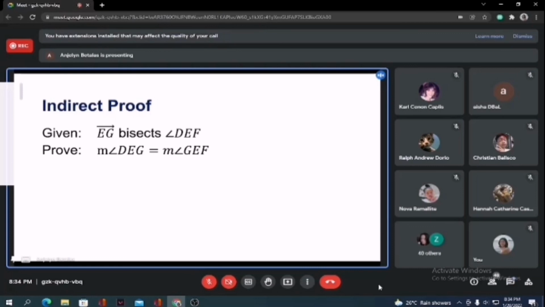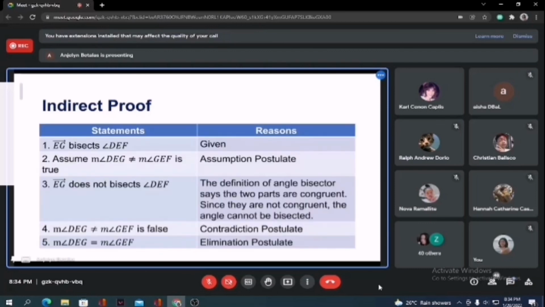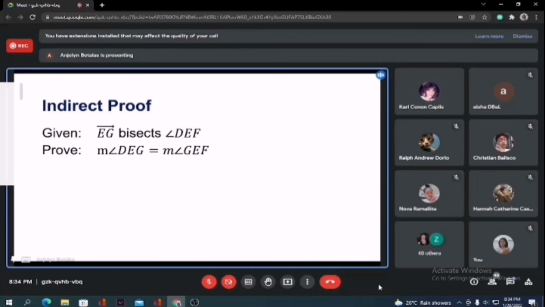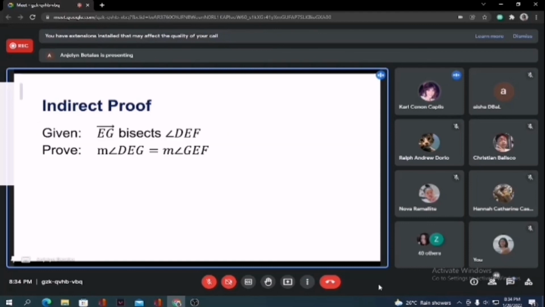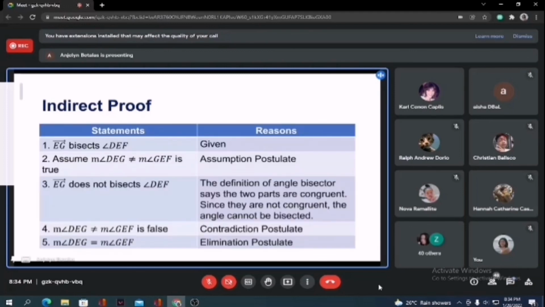Ray EG bisects angle DEF. Prove the measure of angle DEG is equal to the measure of angle GEF. Okay? So, contradiction tani. So, EG bisects angle DEF. Given na siya. Pero karon mag-assume ta nga ang conclusion nga atong i-prove, mali.